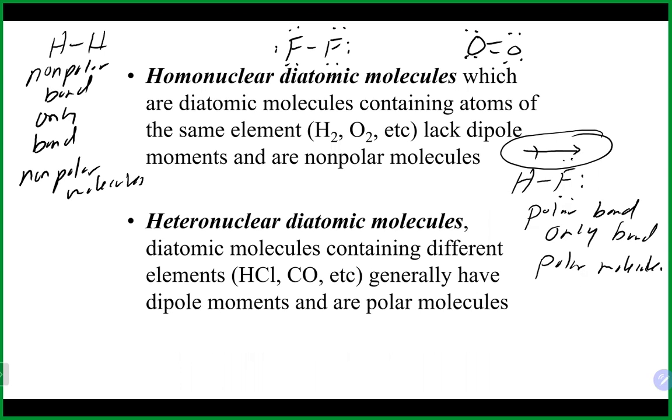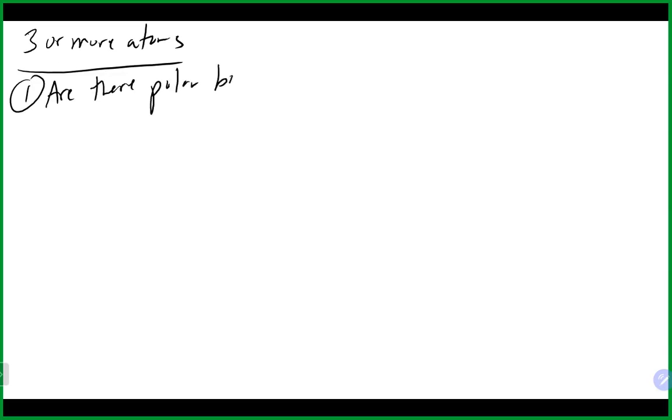Those are really the simplest ones. It's either polar or nonpolar based on the one and only bond that's there. Now, if everything was like that, that would be great, but everything is not like that. So when we get to 3 or more atoms, we do have to look at a couple of things to help us decide whether the molecule is going to be polar or nonpolar. With 3 or more atoms, we first look at: are there polar bonds? If the answer is no, then it's going to be a nonpolar molecule. If the answer is yes, we then need to look at the molecular geometry or the shape.